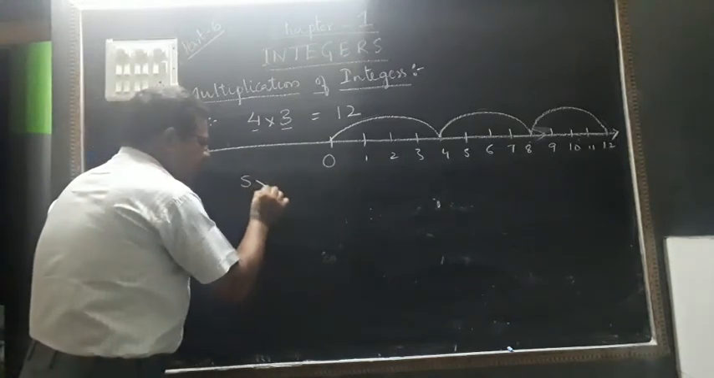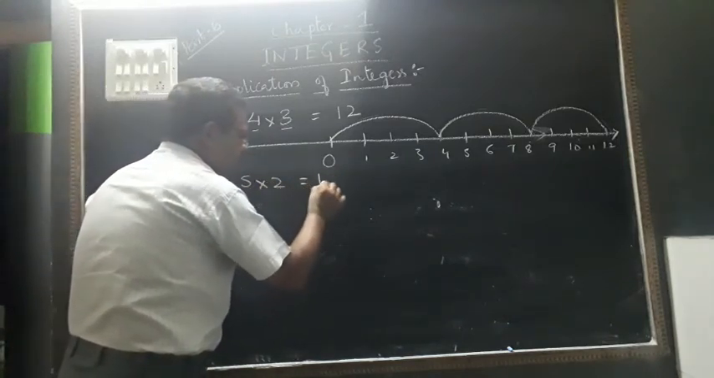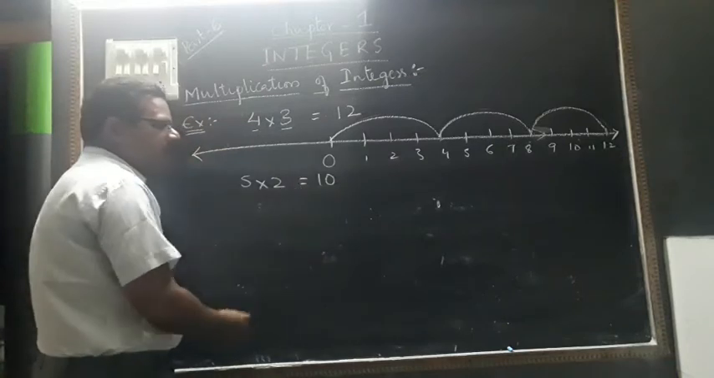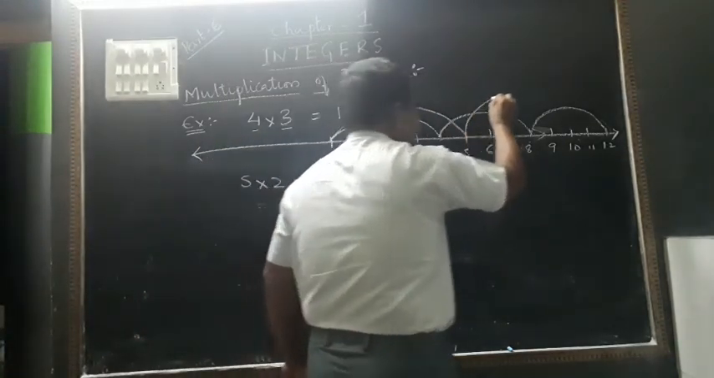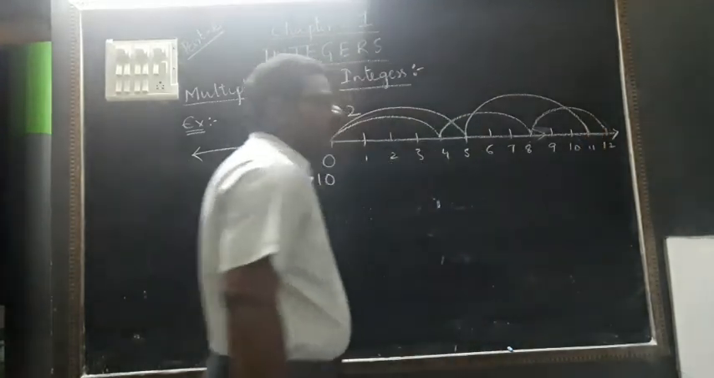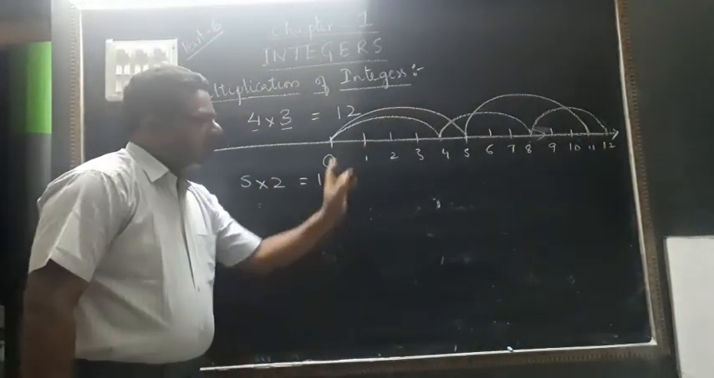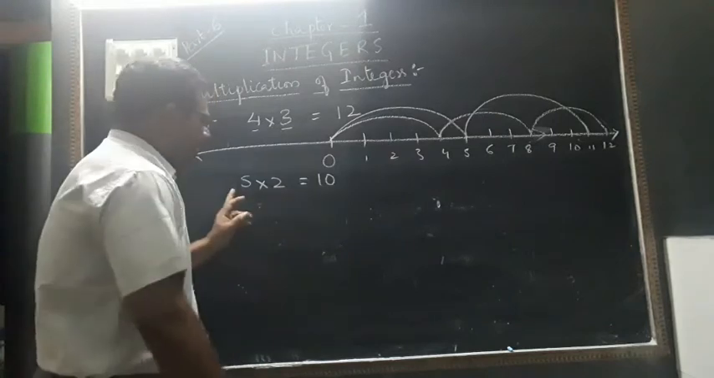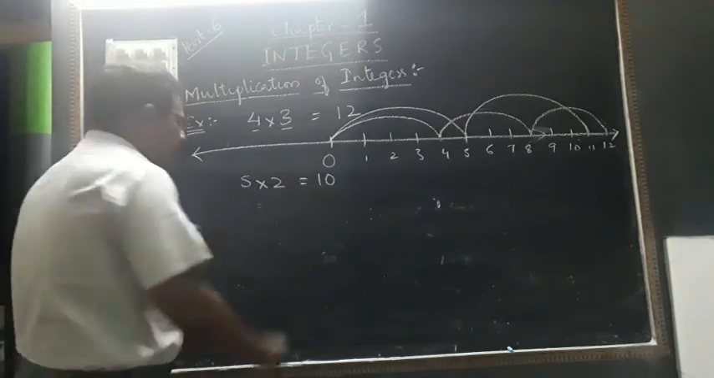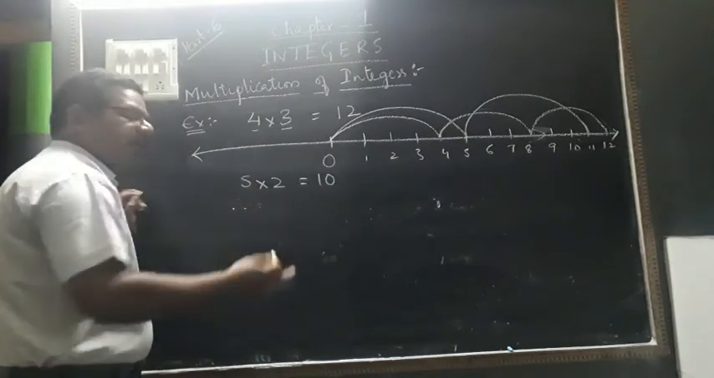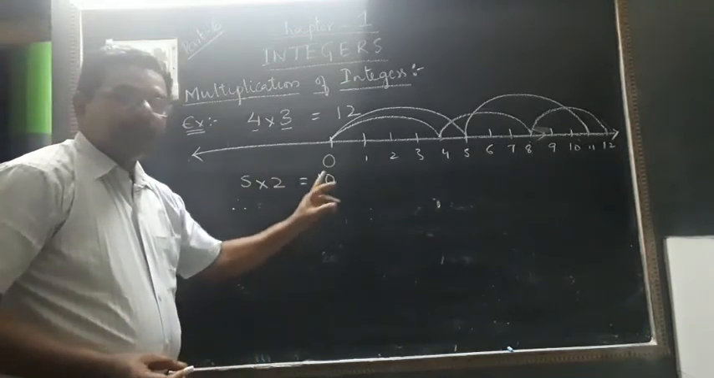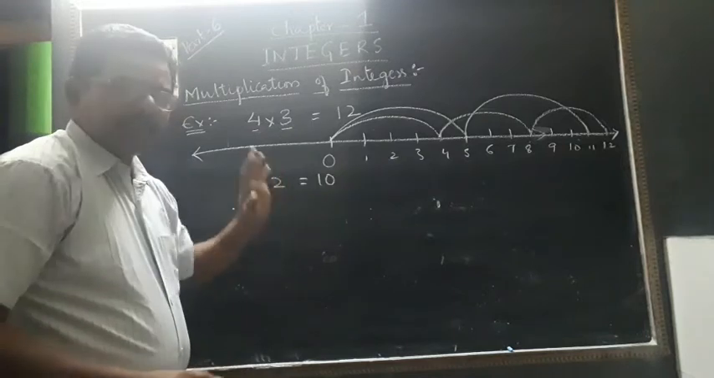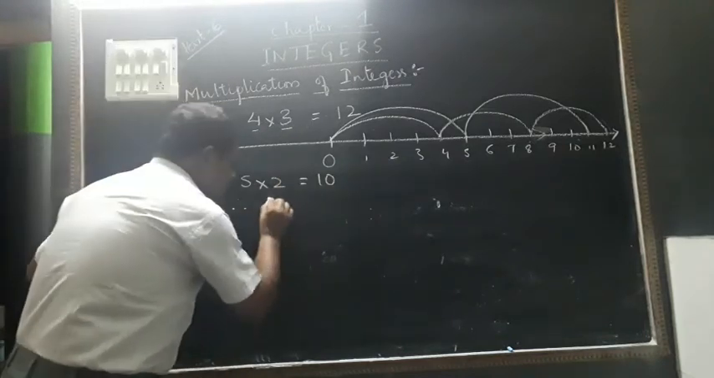Again, I am taking one more example. 5 into 2 is equal to 10. 5 twos are 10, which means from 0 to 5 directly I am copying, 2 times. 5 into 1, 5 into 2. So 1 time, 2 times. So 5 into 2 is equal to 10. Therefore, we can understand that if you take any two positive integers, the product of positive integers is always a positive integer.